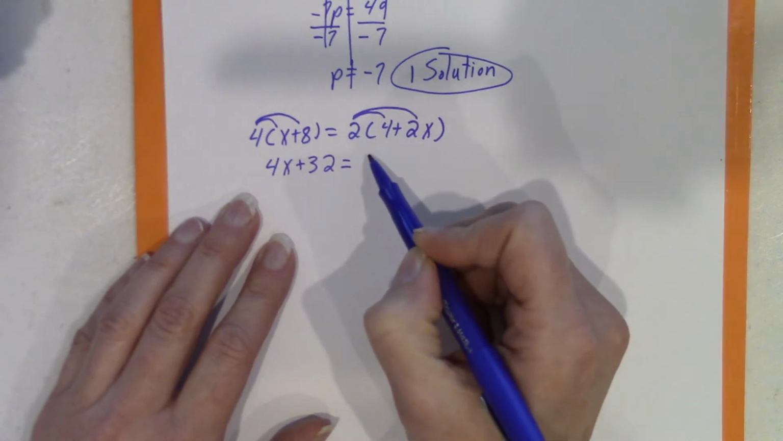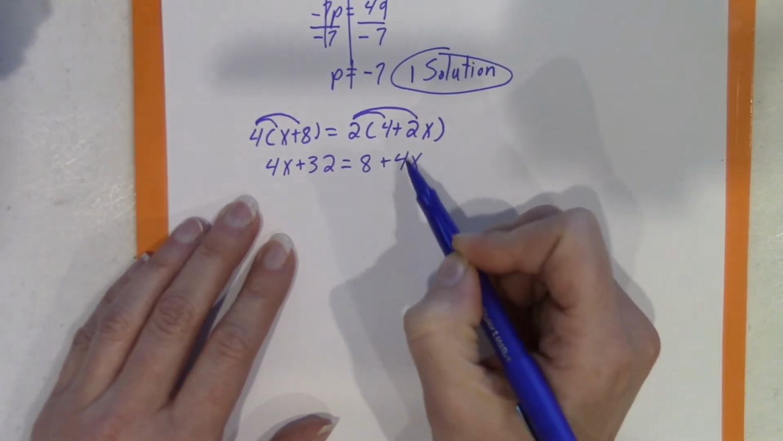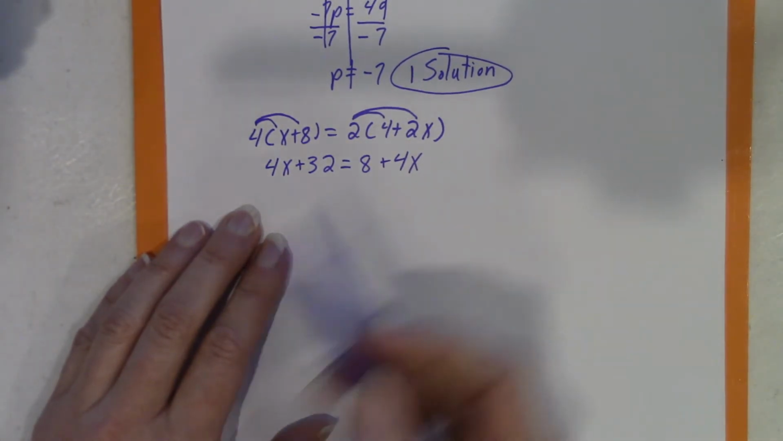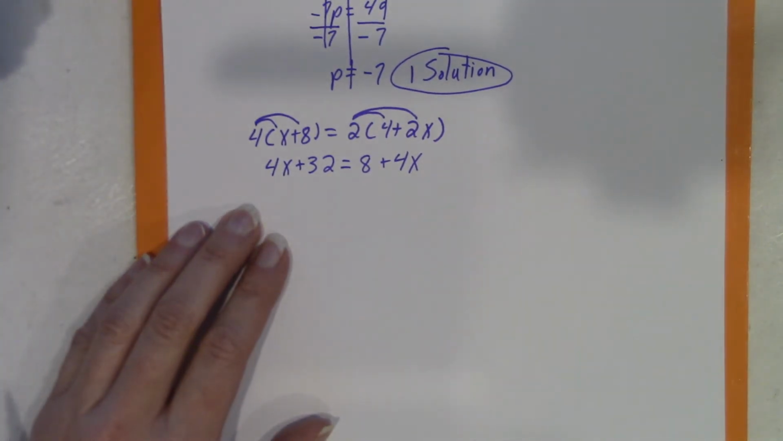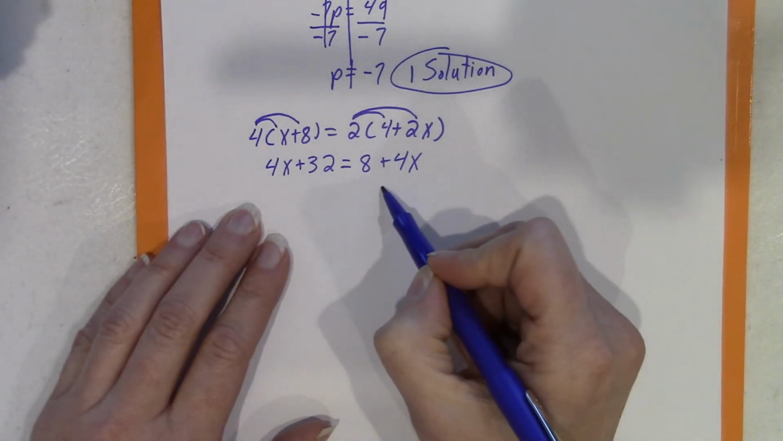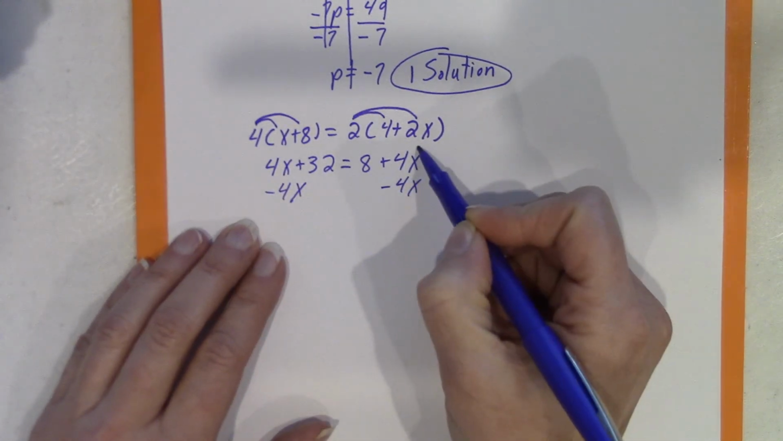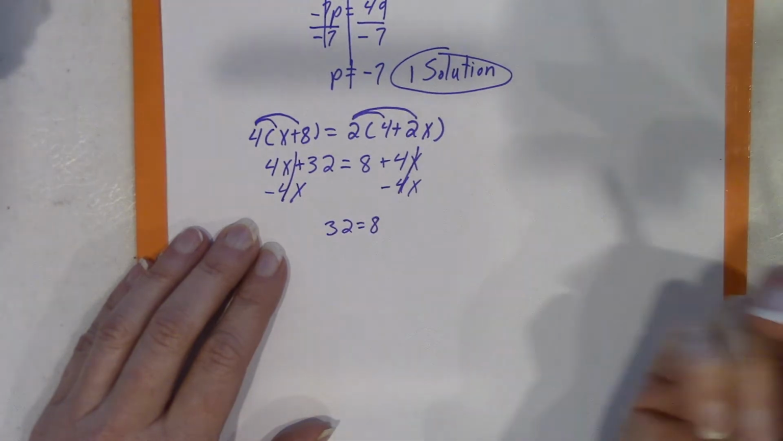2 times 4 equals 8. 2 times 2x equals 4x. All right, so right off the bat, I can spot that my coefficients are the same, but my constants are different. So that is the first red flag of what kind of solution I have to this problem. I'm going to subtract 4x on each side. That zeroes out. I'm left with 32 equals 8.